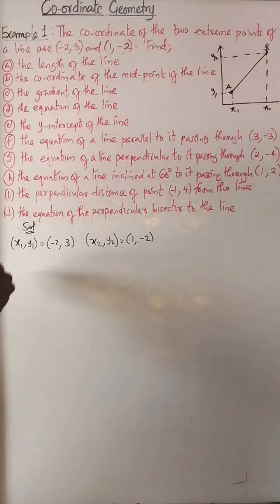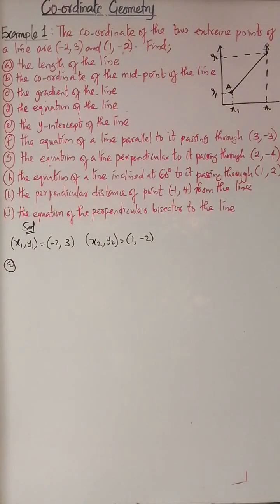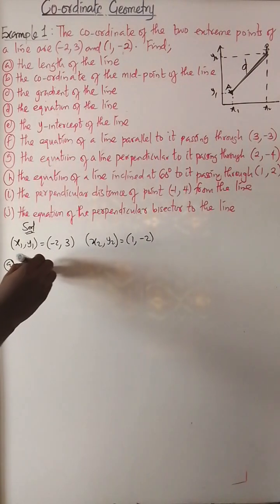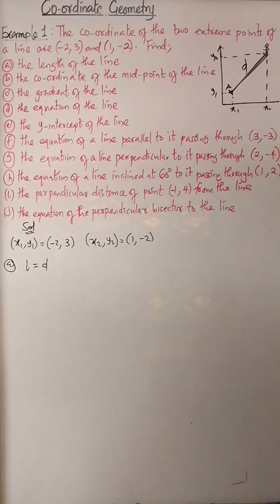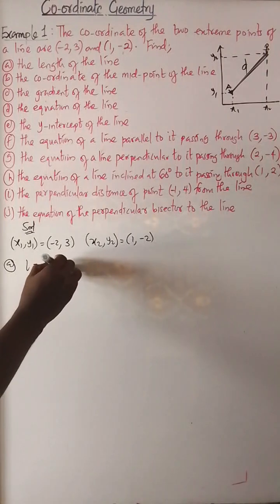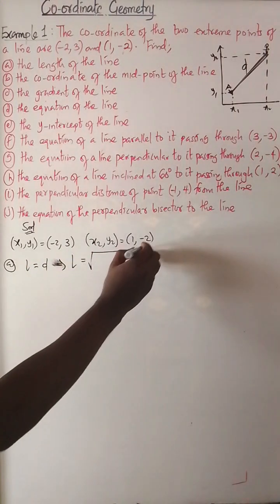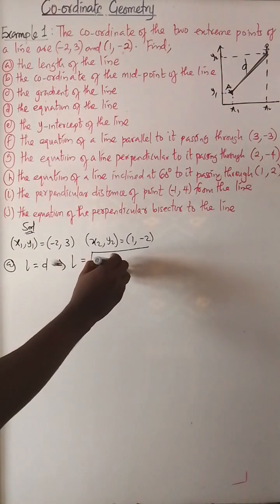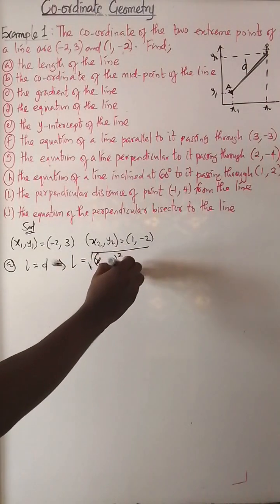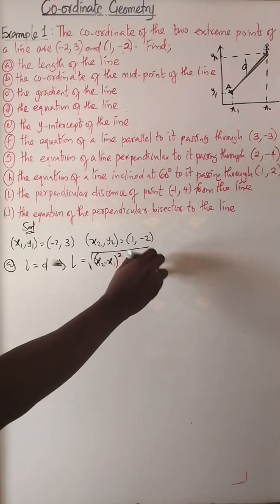So find A, what's the A part? The length of the line. If you are told to look for the length of this line, it's as though we are told to look for the distance between A and B. That's the distance between 2 points. So the length of the line equals the distance between two fixed points A and B, the extreme points of the line. So what's the formula for that? The formula for distance, D, which is the length in this case, equals the square root of x2 minus x1 all squared plus y2 minus y1 all squared.